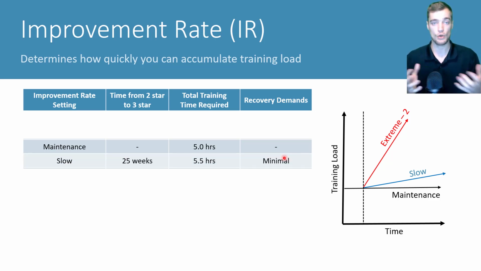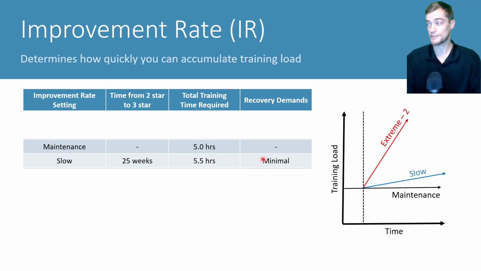At the slow improvement rate, it's going to take them half a year to get that 3rd star, but now we're only asking them to train an extra half hour per week. This isn't a huge increase, and so the recovery demands might still be rather minimal. They might not find that they need to take a recovery week.